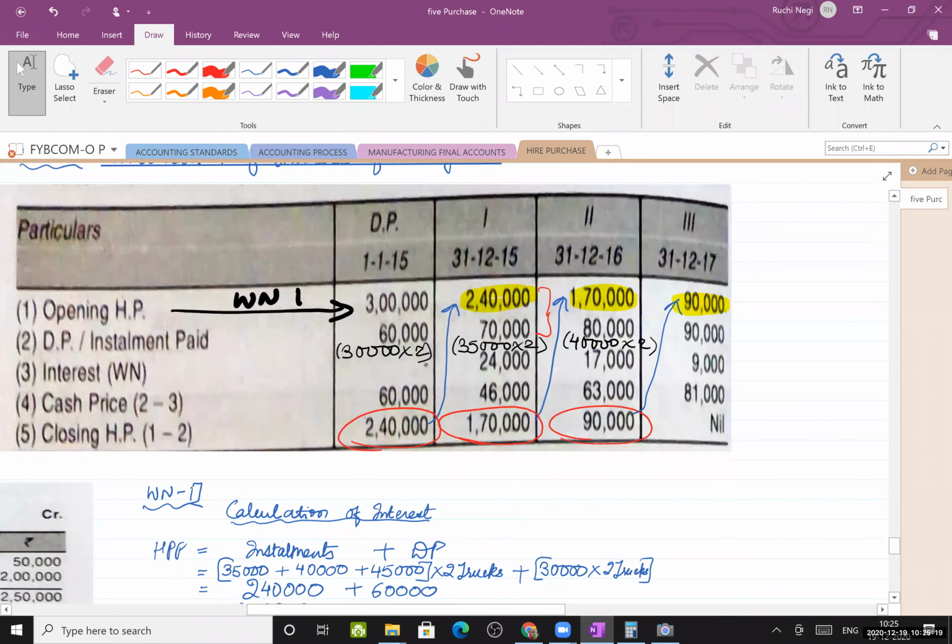ठीक है. थोड़ा सा रिवर्स इंजीनियरिंग करते हैं. A little bit of reverse engineering. Now we know that this answer has to be nil. Which one? The last one. ठीक है ना? So see, this minus this, 90 minus 90 is nil.